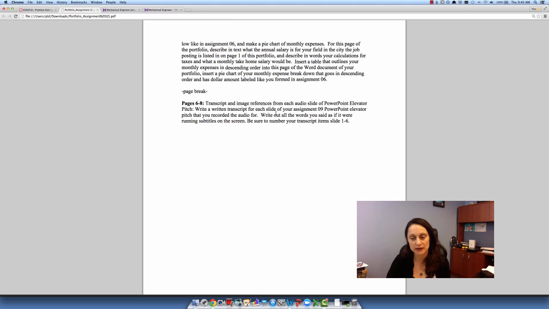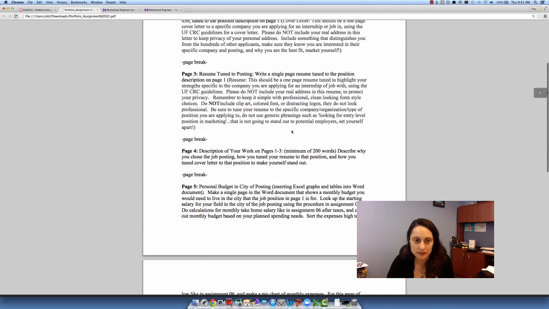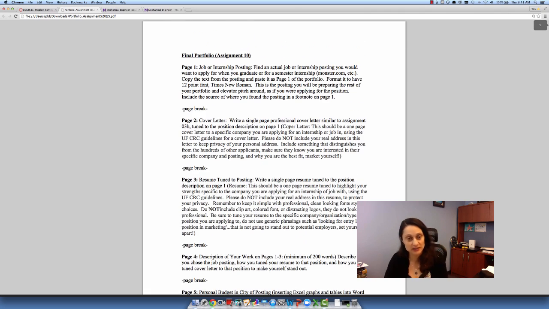So what you're going to do on here is say slide 1 and write out the words you're going to say in slide 1. Slide 2, write out the words you're going to say. Slide 3, write out the words you're going to say. It's going to be a transcript as if someone had put subtitles on each of your slides of the running audio. So that's all you're going to turn in for the Assignment 10 portfolio.